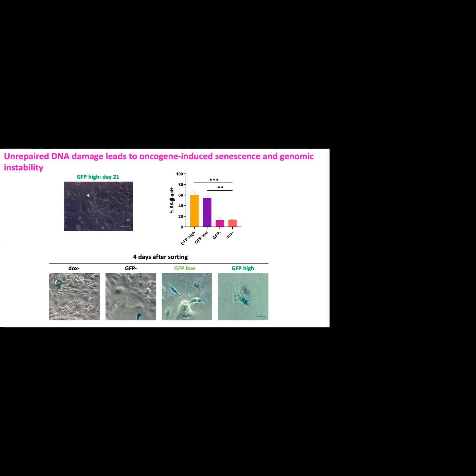So together, this is suggesting to us that this growth arrest that we see initially is down to DNA damage, and because it's not really getting repaired, as time goes on, it's leading to senescence, and then these cells just don't really grow very well at all.